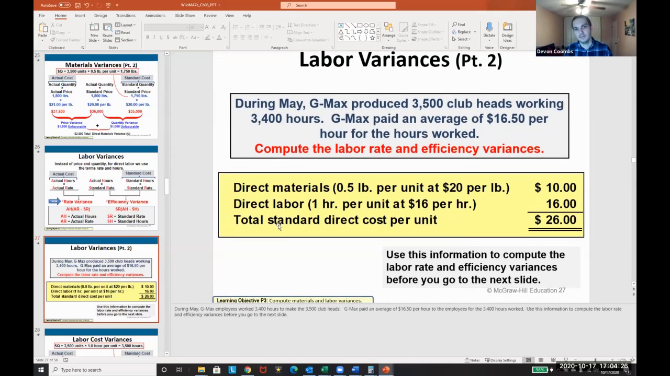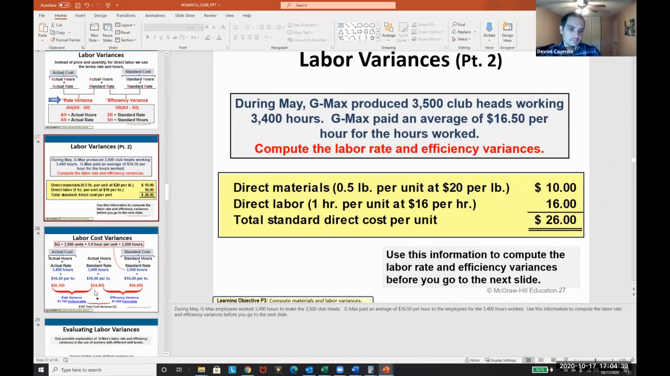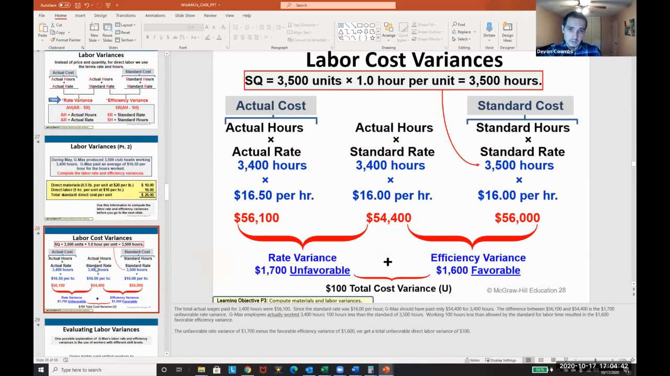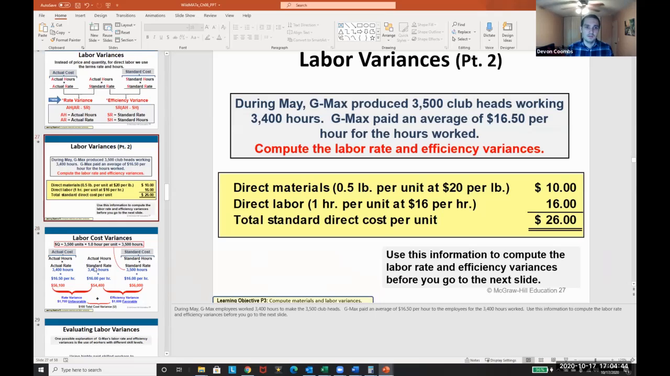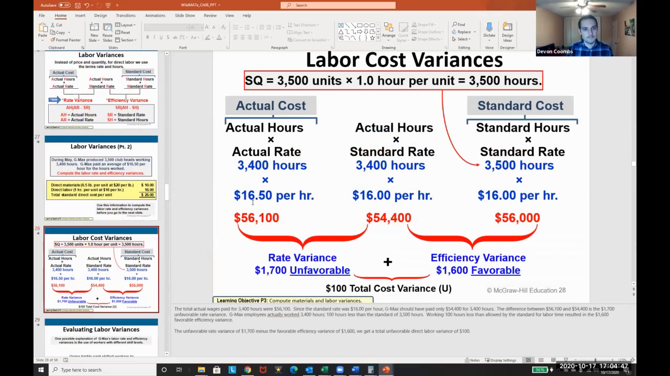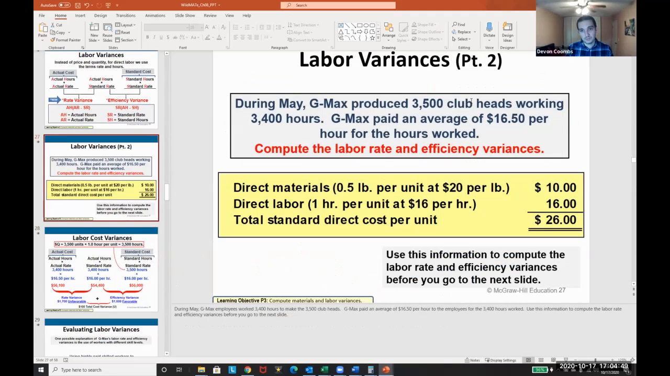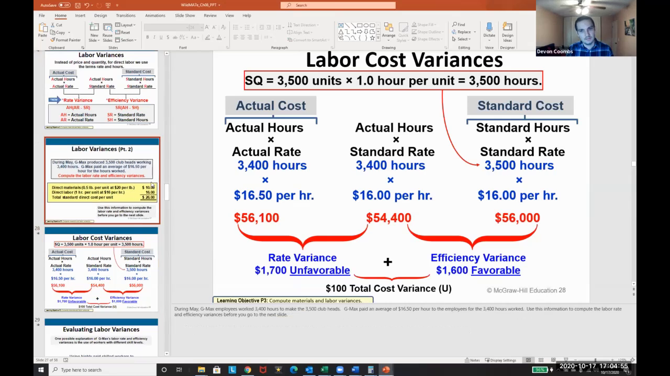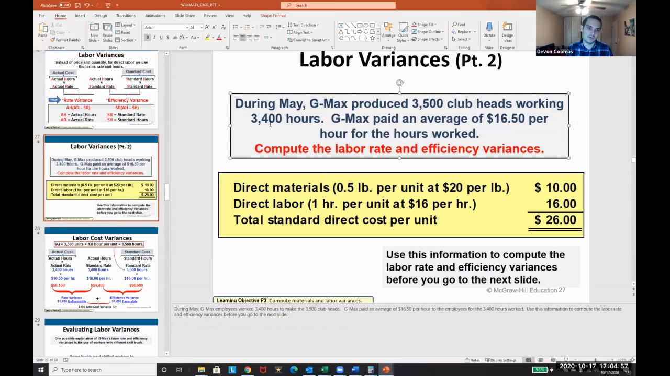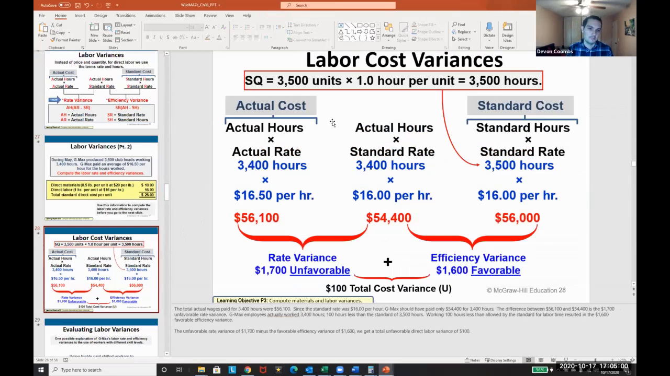Okay, so during May, we produced 3,500 club heads, and we paid an average of $16.50 per hour. We have the same facts, right? We have our direct labor. We expect 1 hour per unit at $16 per hour. And we'll just do the exact same calculation. I'll go back and forth again so we all see. Really simple though, right? What's our actual? Actual is here, $16.50 per hour for the hours worked. It took us 3,400 hours. This is actual. We determine that our actual cost is $56,100.